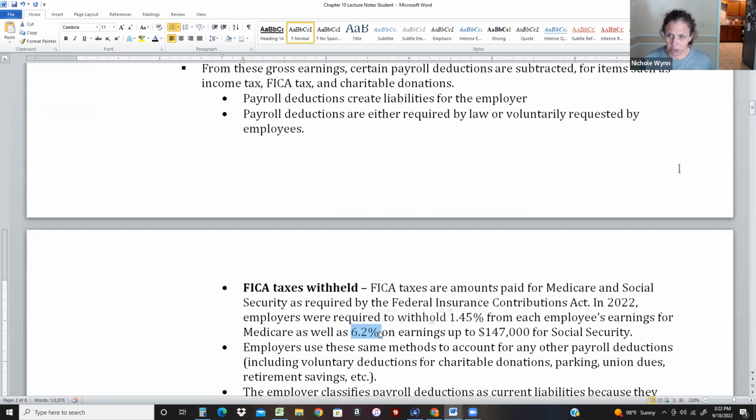Now, Social Security goes to pay for retirement benefits for people when they retire. Somewhere between the age of 65 and 70 is when people start drawing Social Security. There are a lot of people who are very bothered by Social Security. It needs some reform because they are going to run out of money. That's a thing.